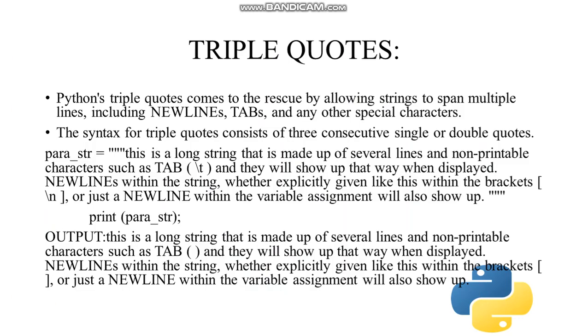Next is triple quote. Python triple quotes come to the rescue by allowing strings to span multiple lines, including newlines, tabs, and any other special characters. So if you want to span a single string to multiple lines, I will write it in triple quotes of single or triple quotes of double. Okay. Now, if you write special characters inside your string, it will consider them as special characters. Like I'm writing here \t \n, so it will consider \t as a tab, \n as a new line.